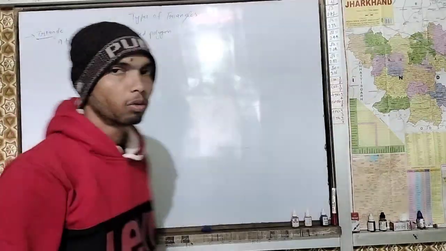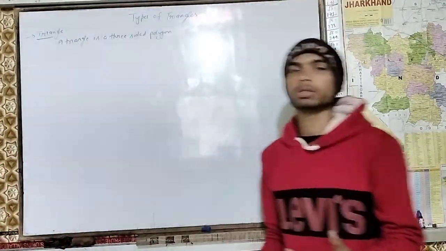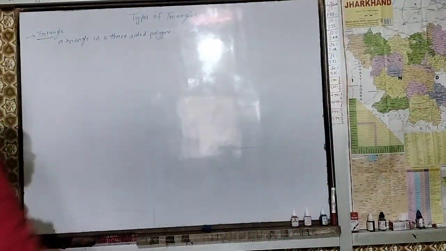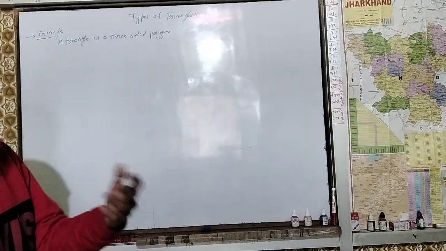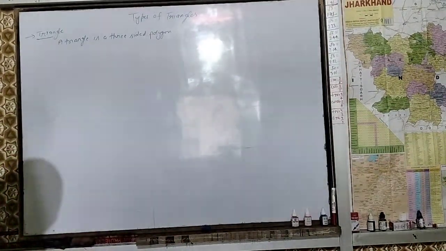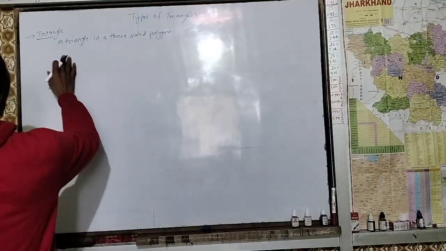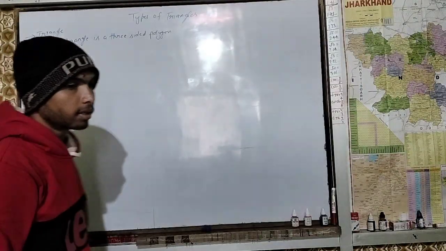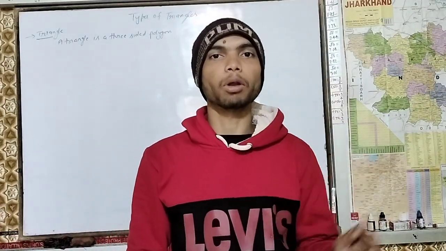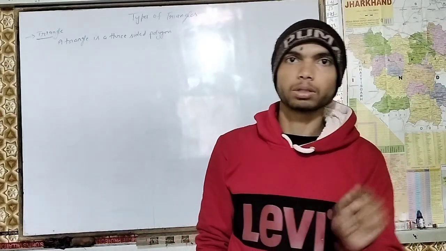This word triangle has its meaning. Tri means three, and angle means angles. Three angles, three lines, three vertices, three sides. It is a polygon, but a closed polygon, not an open polygon. Okay, a closed polygon, a closed line.